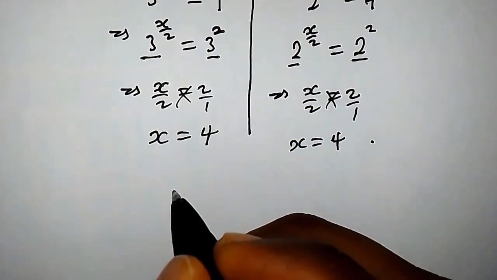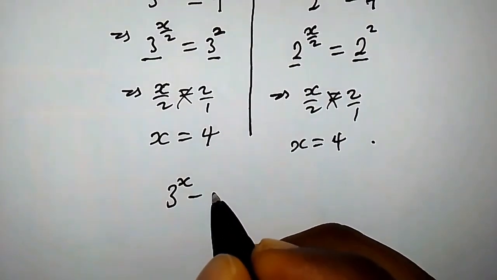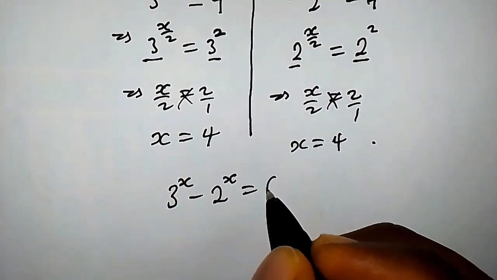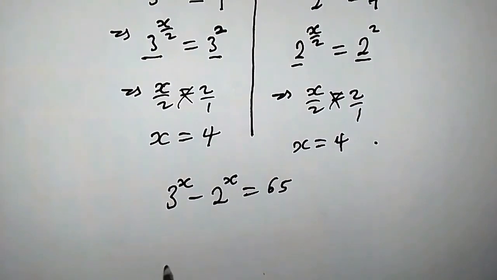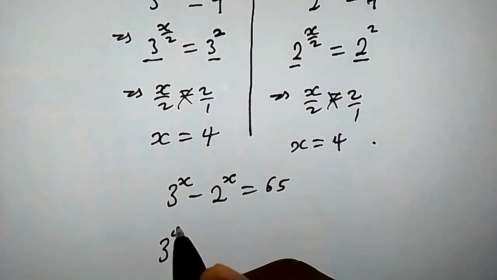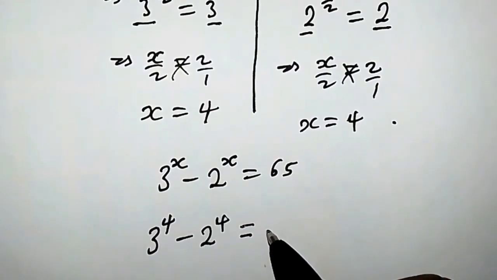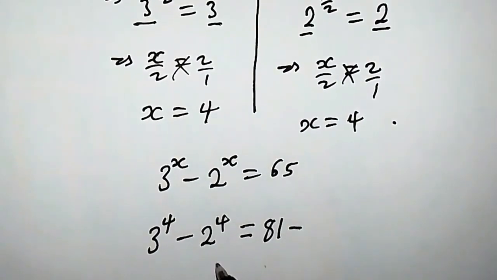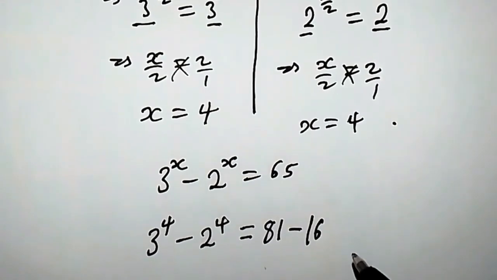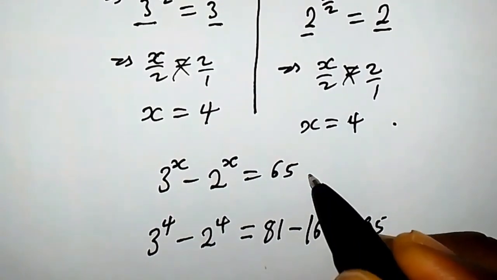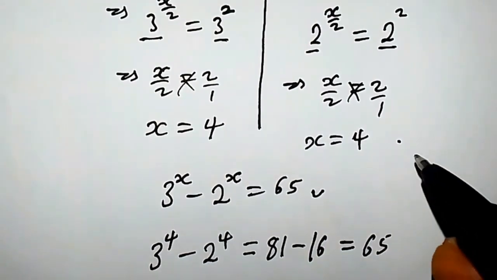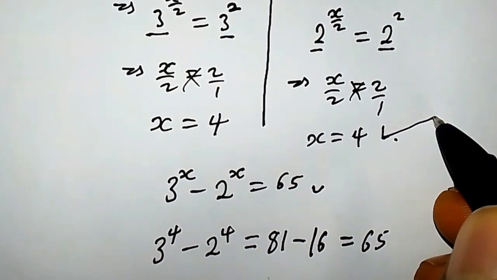The original question says 3 raised to power x minus 2 raised to power x is equal to 65. So let's plug in the value of x into this left hand side. We're going to have 3 raised to power 4, that is 81, minus 2 raised to power 4, that is 16. 81 minus 16 gives 65, which is what we have on the right hand side. So therefore, our final answer is x equals 4.